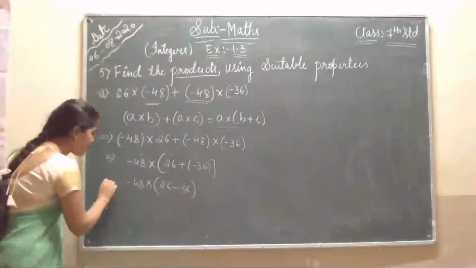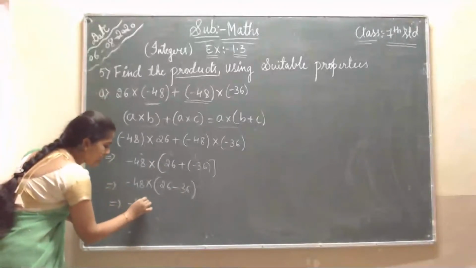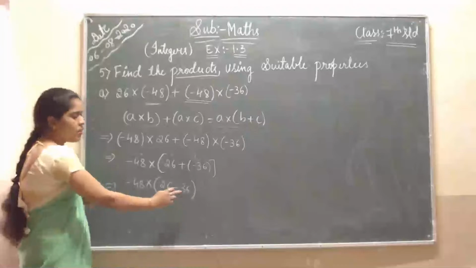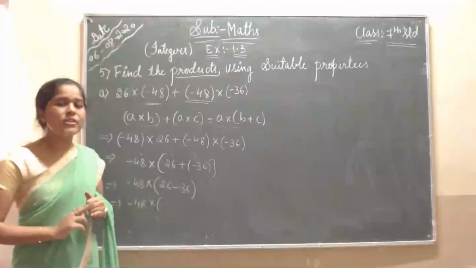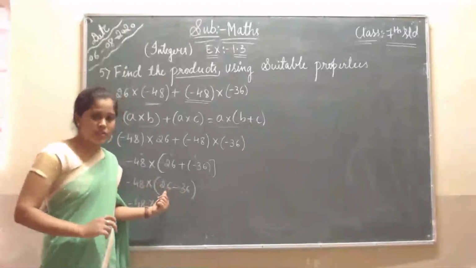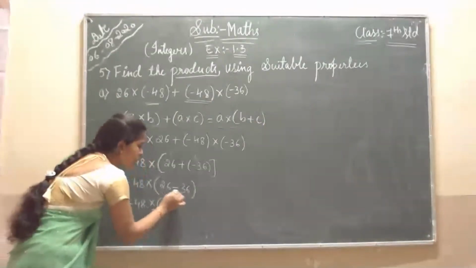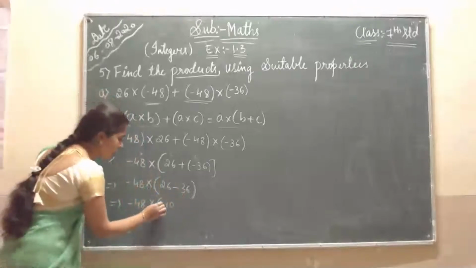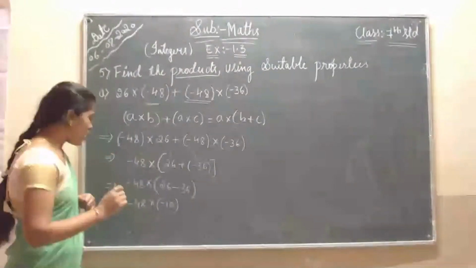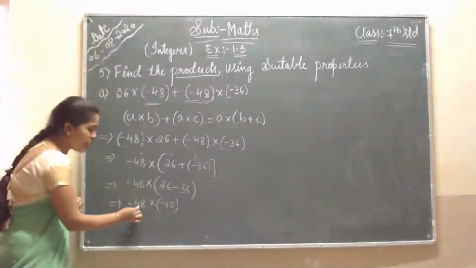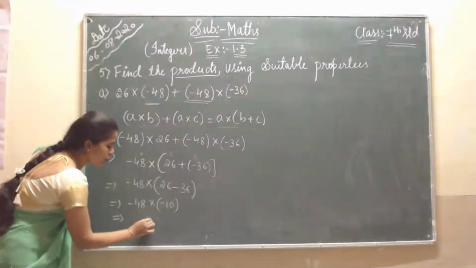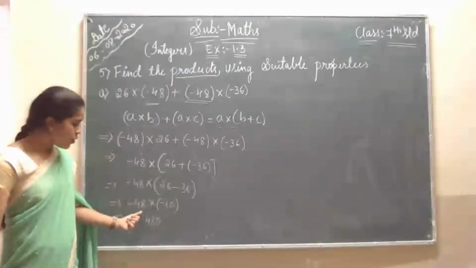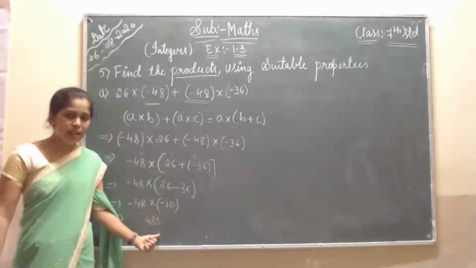Now simplify. Keep minus 48 as it is, into, see here, 26, 36. One is plus, one is minus, so we should subtract. Okay. 36 minus 26 is 10. But in these two numbers, 36 is the greater number, so we should write minus 10. Okay, understood? Now, multiply. 48 into 1 is 48, and keep 0 as it is. Hope you understood this step. 48 ones are 48 and keep 0 as it is.